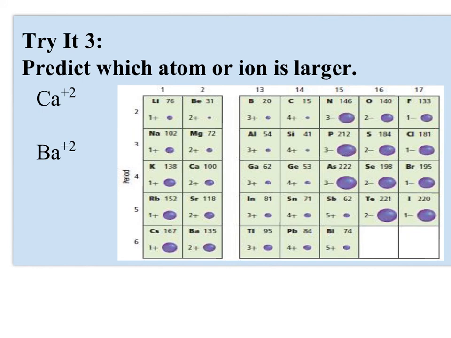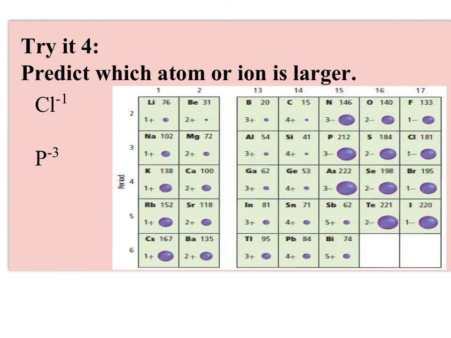Try it number 3, predict which atom or ion is larger. You might have to look at the table to predict this, but remember when you get to your test, you should be able to predict this without having a table with pictures of the ions on it. Calcium 2+ or barium 2+, they both have the same +2 charge on it, so the charge on the ion isn't going to become a factor. So instead, what is a factor is where they're at in their respective family. And calcium is only period 4 versus barium period 6. So I can assume barium 2+ is going to be quite a bit larger.